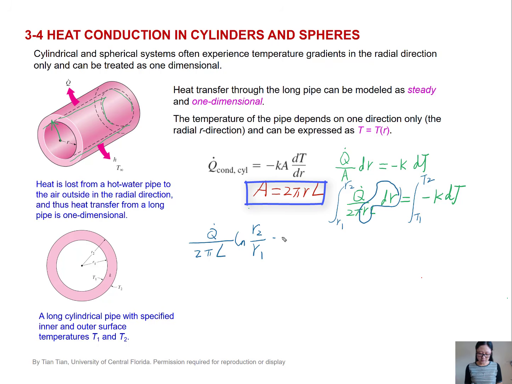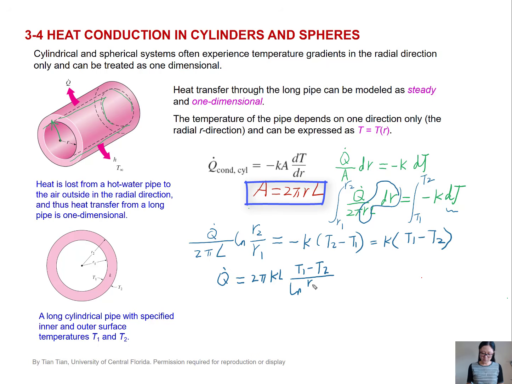On the right-hand side of the equation, let's take negative k out of the integral. Then within the integral, we only have dT. So it is T2 minus T1, or k multiplied by T1 minus T2. So Q is 2 pi k L times T1 minus T2, over log r2 over r1.